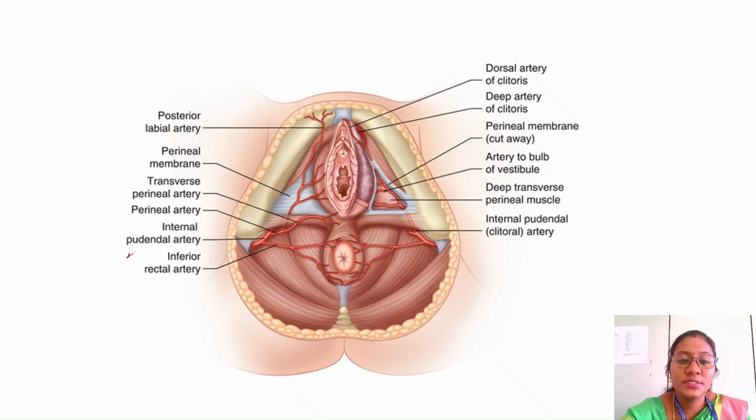This left side part is the superficial region, and this right side is the deeper region. The deeper region is the internal pudendal artery, also known as the clitoral artery. That will give the deep branch of the perineal artery, which will supply the deep perineal muscle.